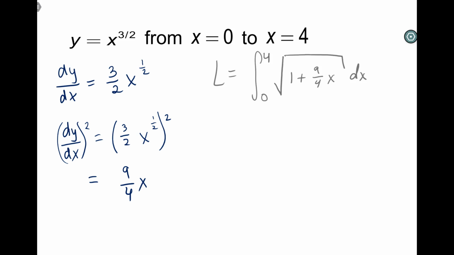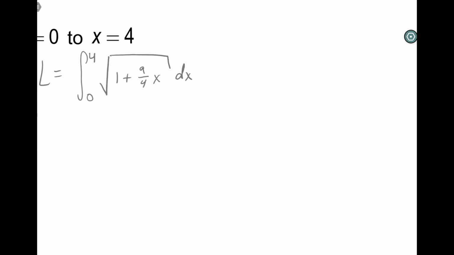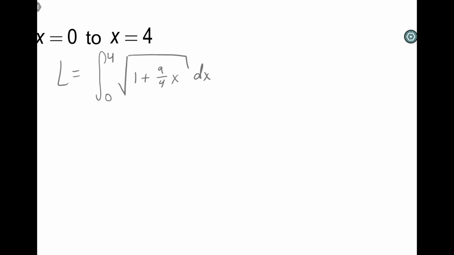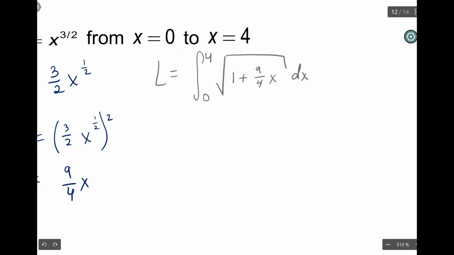Am I okay to scroll over to the right? Because when I'm doing the problem I'm going to go down, but there's an intermediate step, so I'm going to do it to the right. Did I do this in pink? Okay.